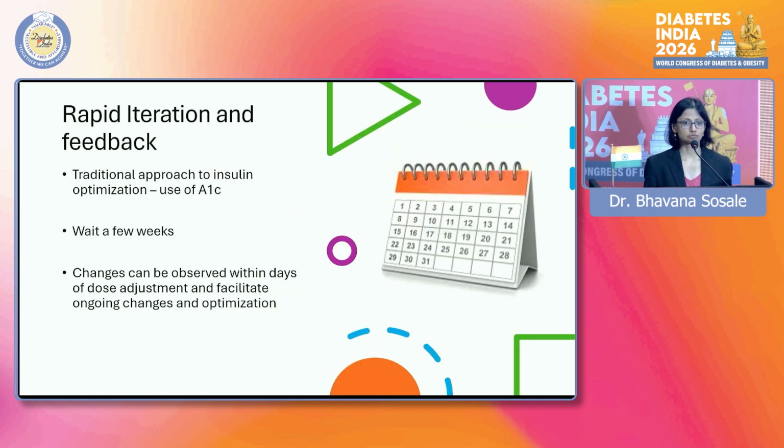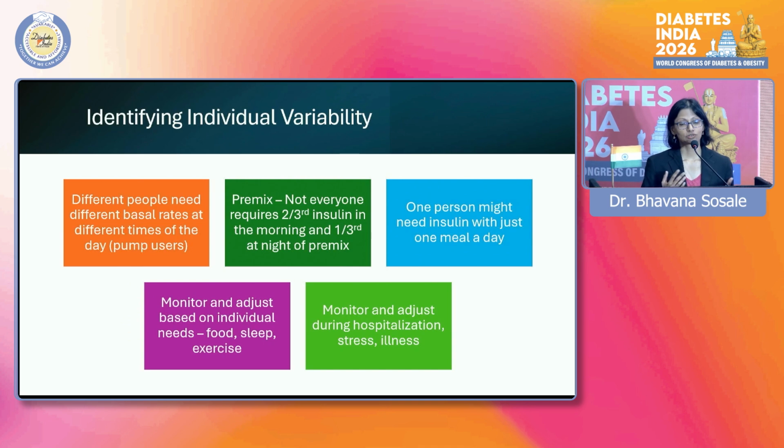Now, the traditional approach for many years was okay, we do the A1C, then we again monitor, then we check the A1C again. But looking at the A1C and historical data doesn't necessarily tell us how the patient is going to do in the next couple of weeks, because life changes, routines change, and a lot of things happen dynamically. Now, the advantage of CGM is that the patient uses the information immediately at that point of time and makes changes which are continuous. So the key again comes in identifying individual variability.